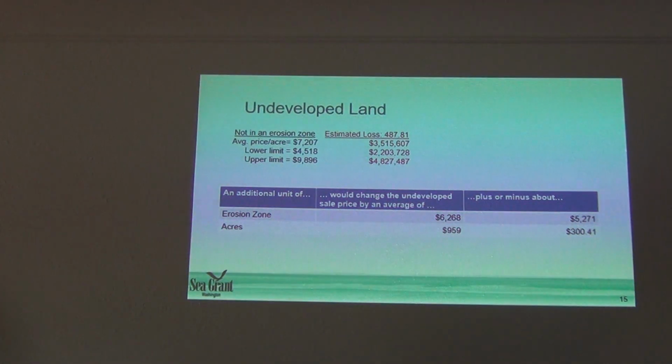So at 487 acres lost with an average price per acre of $7,207, there's an average loss of $3.5 million, but somewhere between $2.2 and $4.8 million. For every zone away from that you move in the erosion zone, you'll gain in value about $6,200. For every acre, you increase about $960.